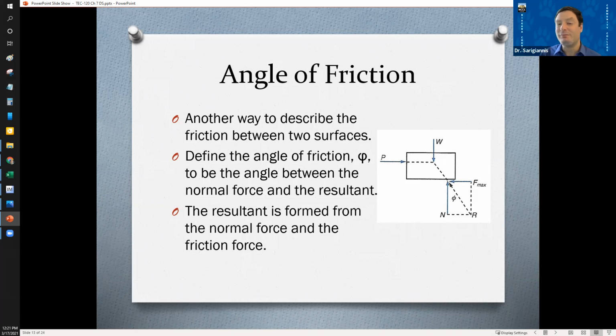You can, again, translate these along their lines of action how you see fit. And this angle: the bigger the angle, the higher the friction. The lower the angle, the lower the friction, because the friction is the X component of this triangle. It's pointing this way. So the longer this side is, the bigger your phi is. The shorter this side is, the smaller your phi.